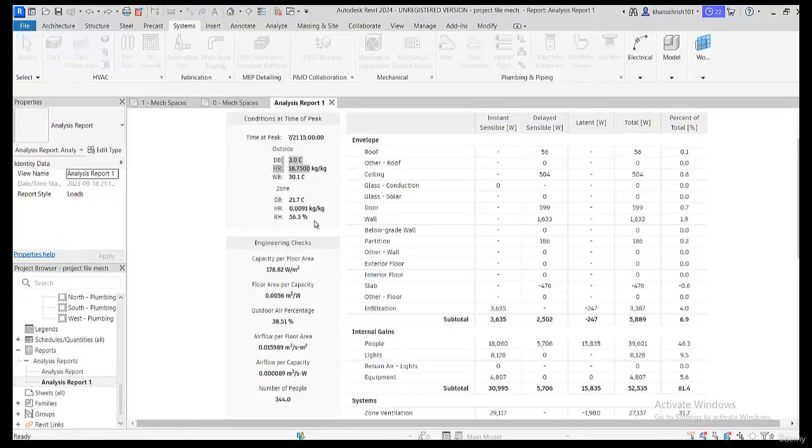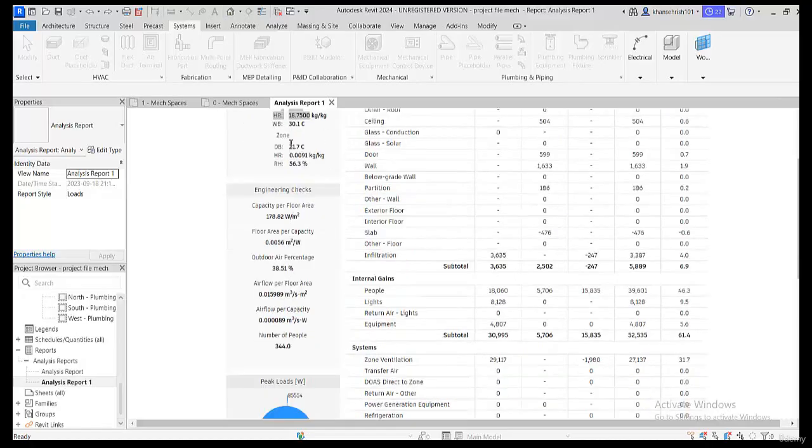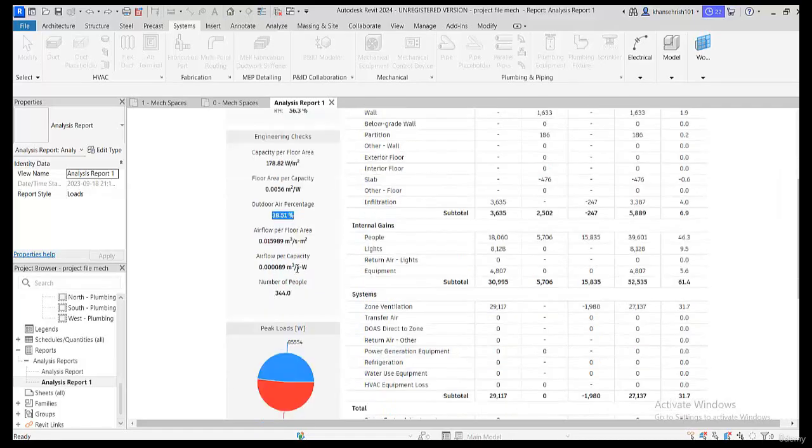Now we can remove all heat. In load calculation we calculate how much heat there is at this peak time. Now we can check the capacity per floor area, which is 178.82 watt per square meter. The outdoor air percentage is 38.5.